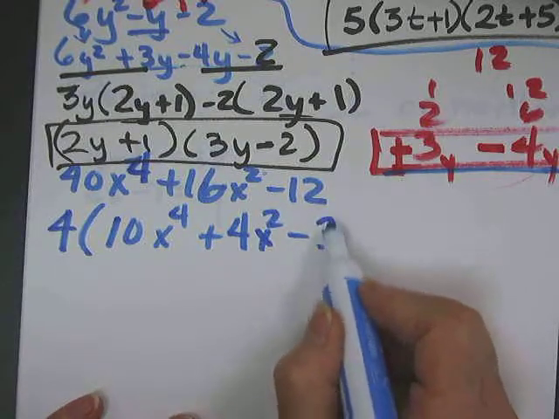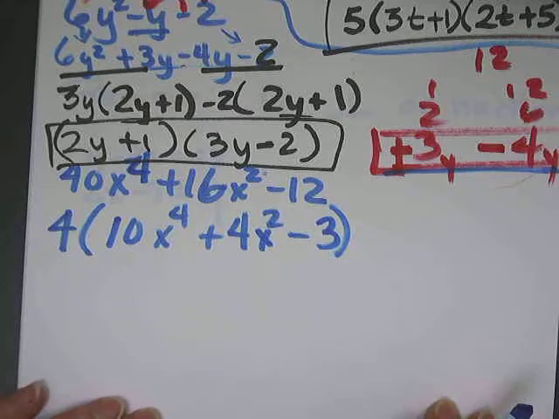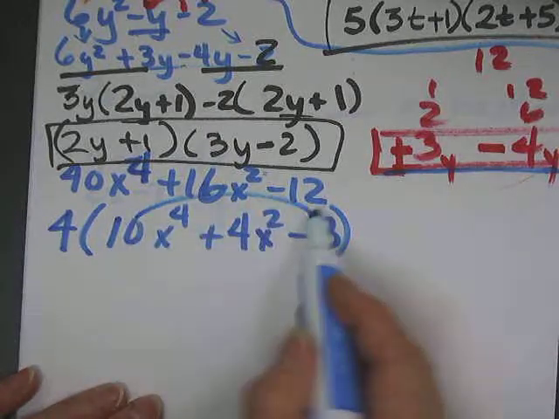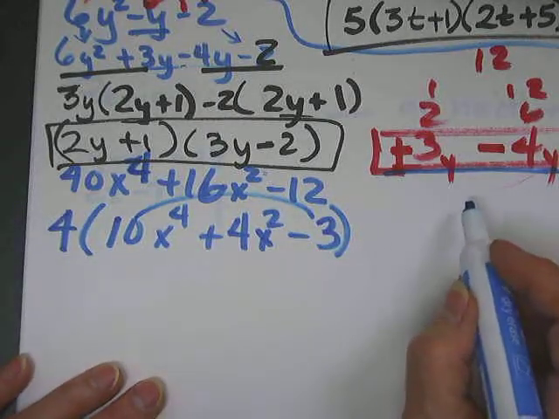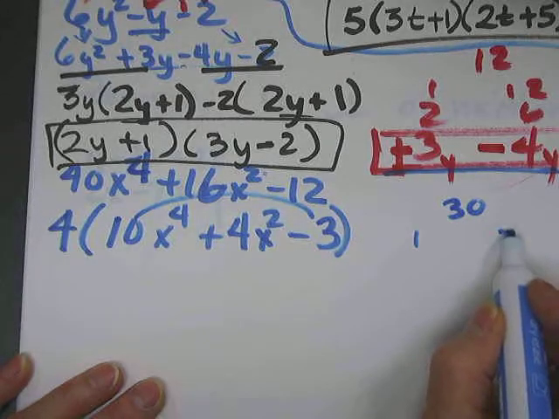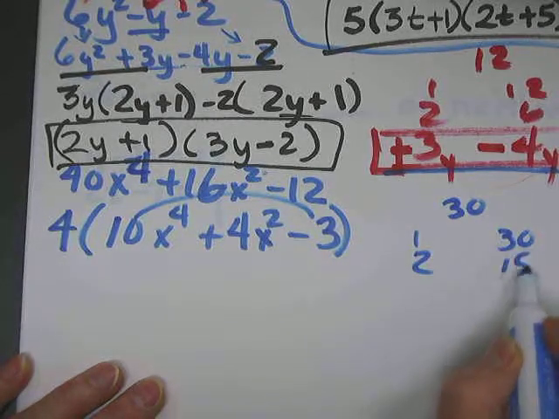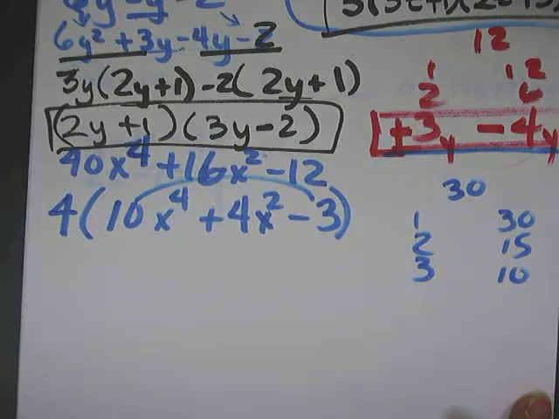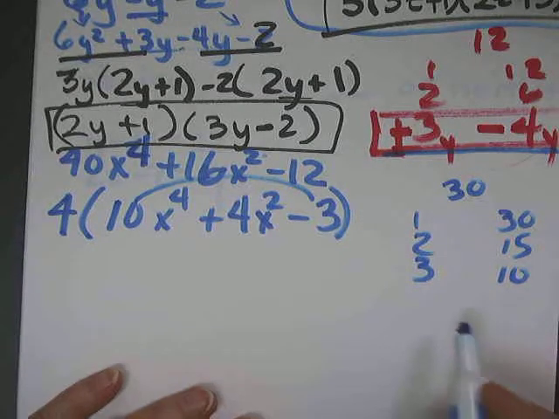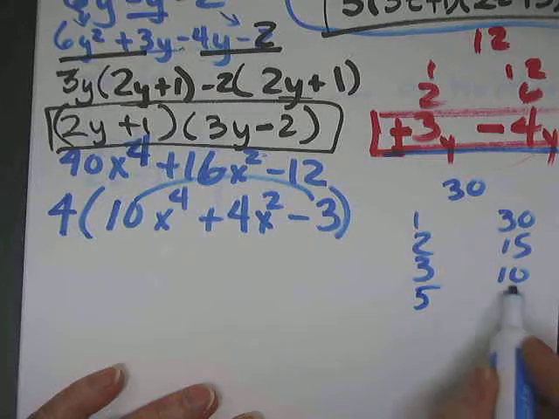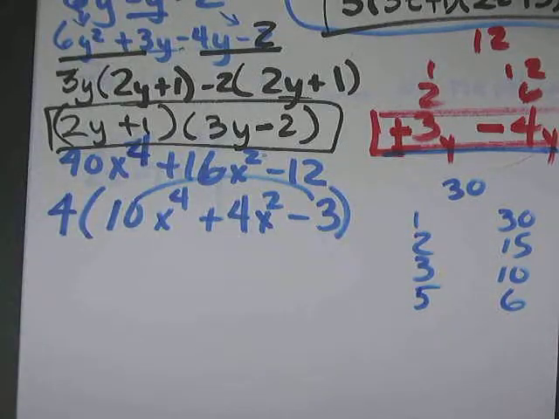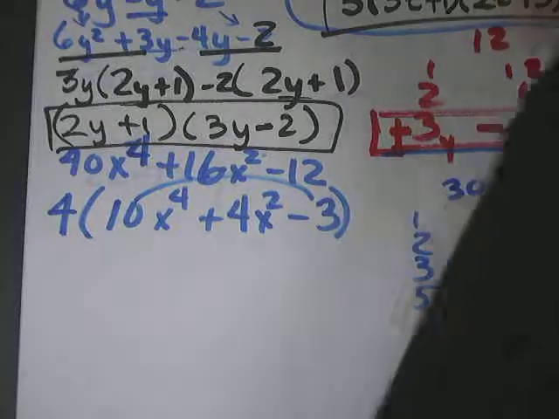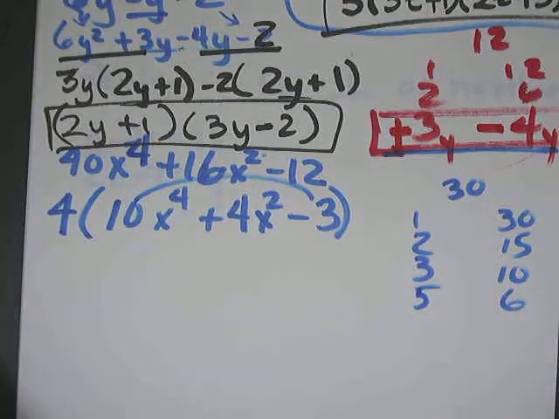In descending order. They are in descending order. Is there anything in common? 4. So the first term, 10x to the 4th. Second term, 4x squared, minus 3. Okay? What's 10 times 3? 30.